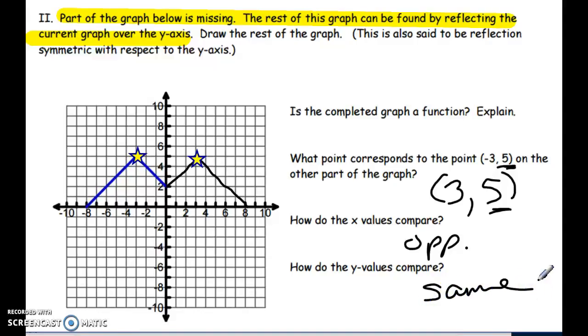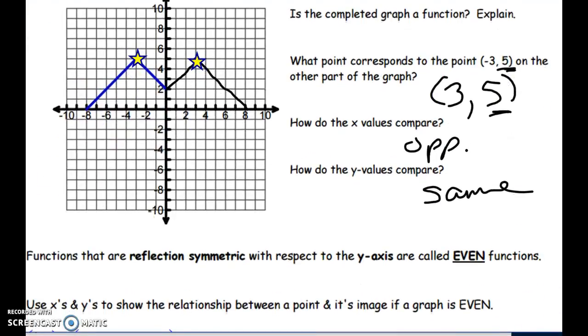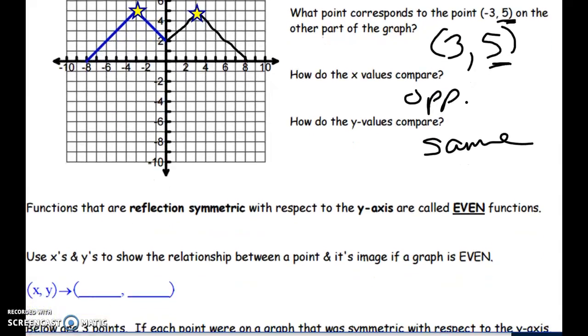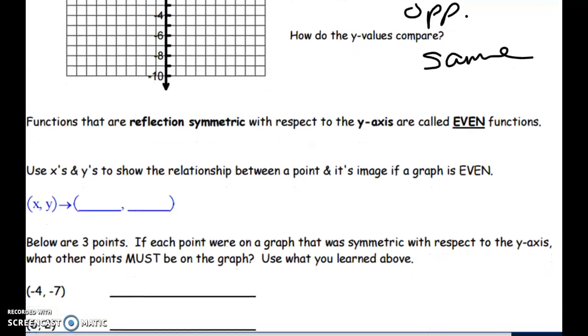Okay, so let's scroll on down and follow along with me as we do so. So these are called even functions. So even functions are reflections about the y-axis. Anytime you have a reflection about the y-axis, you have an even function.